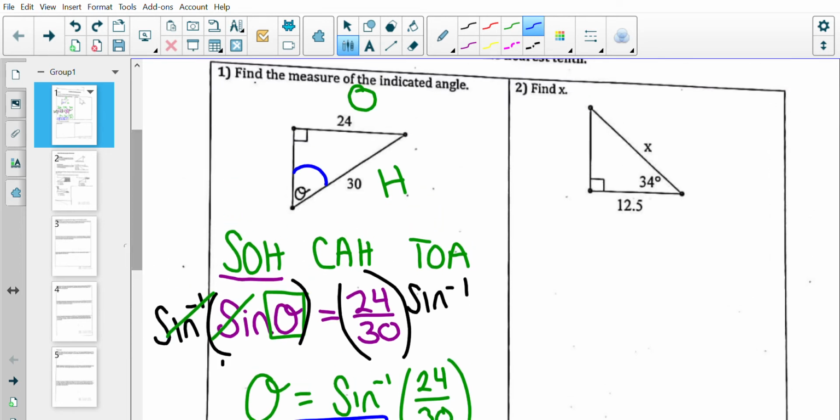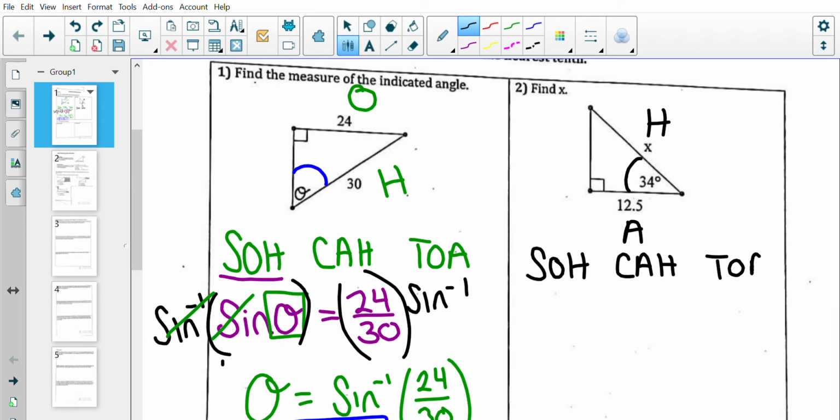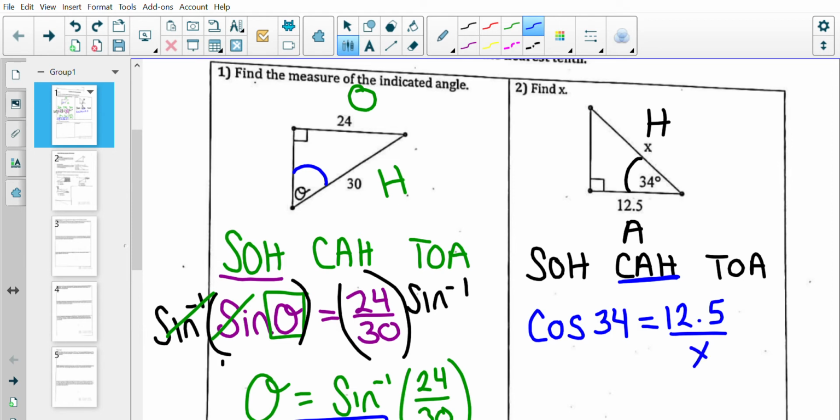Okay, let's go on to problem number 2. So now everything's in reference to 34. We know 12.5 is adjacent and x is the hypotenuse. So we're writing down that special word again, SOHCAHTOA. And this time we're going to choose the trig function that pairs the adjacent and the hypotenuse, and that is cosine. Cosine, sine, tangent, they can never stand alone. They have to be of an angle. So we're going to say cosine 34 is equal to the adjacent 12.5 over the hypotenuse, which is x.